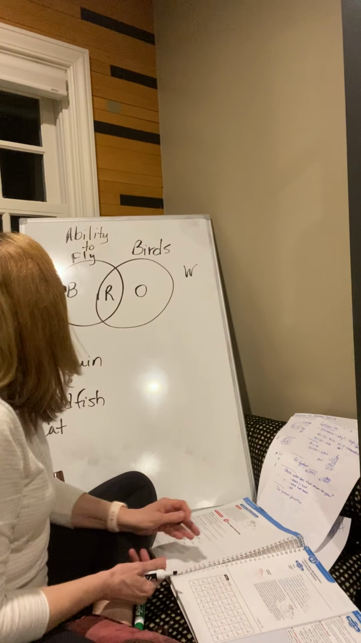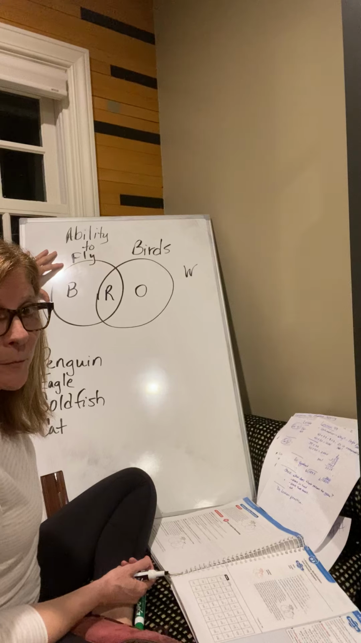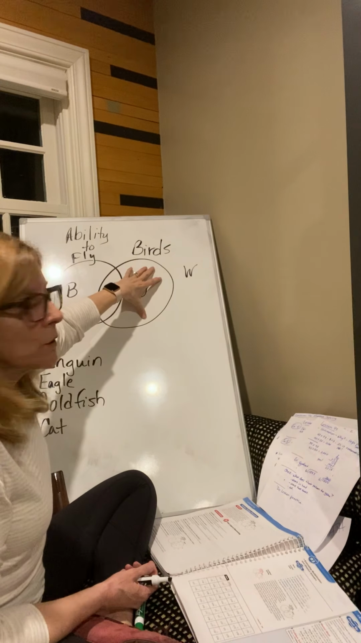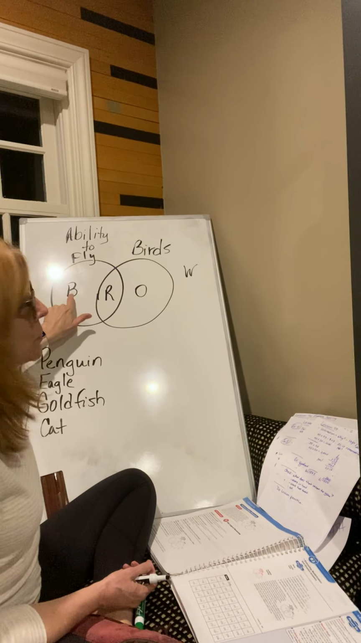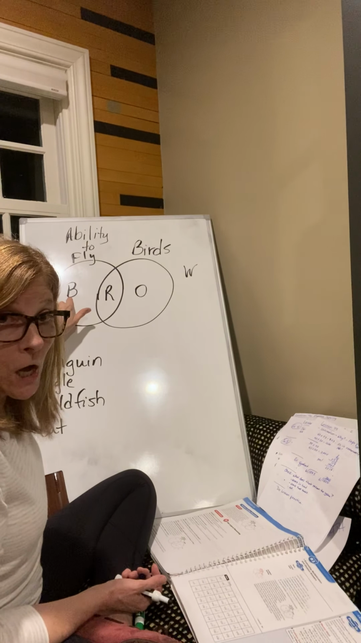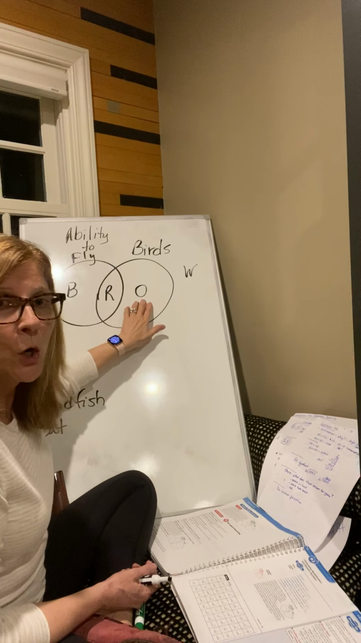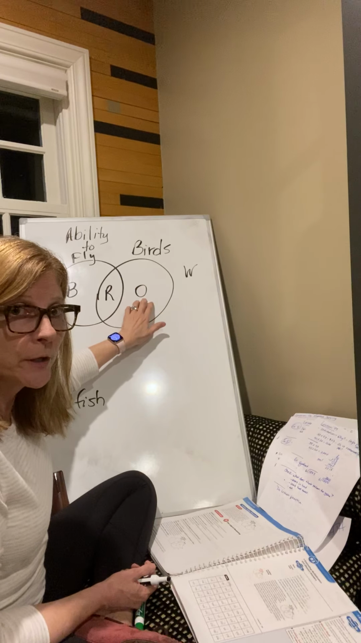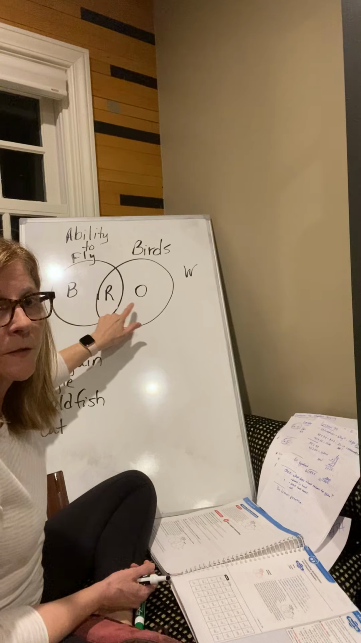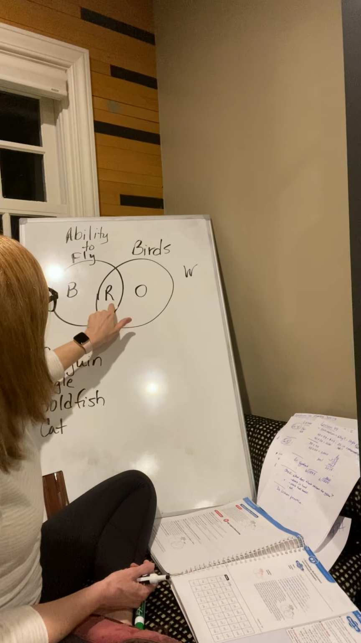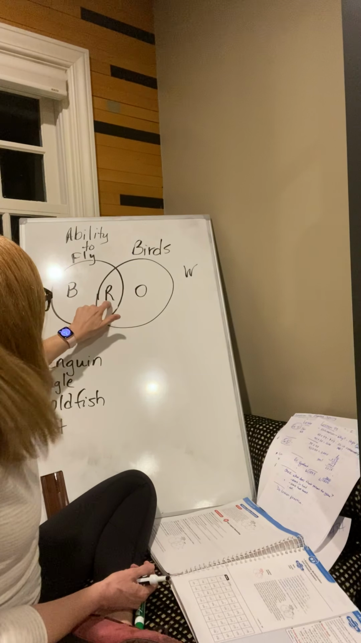In this particular one, it has in the first circle animals that have the ability to fly, and then in this circle birds. So we had, I believe this B stood for bats, which they can fly, but they're not birds. So it's an animal with the ability to fly. And then O for ostrich, it is a bird, but it doesn't fly. And then you have R for robin, which is a bird and it can fly. So it would be in both circles. Therefore, it's in the intersection of the circles, we call it.